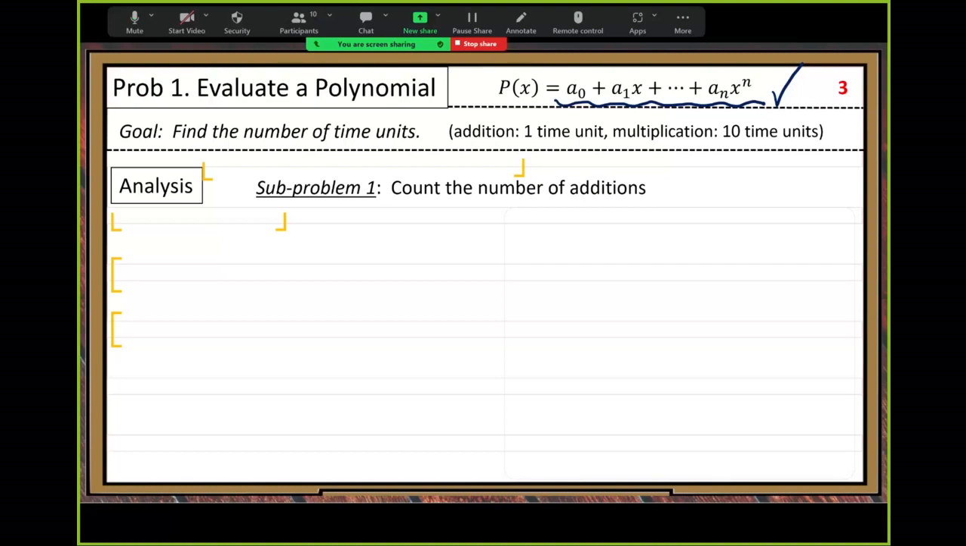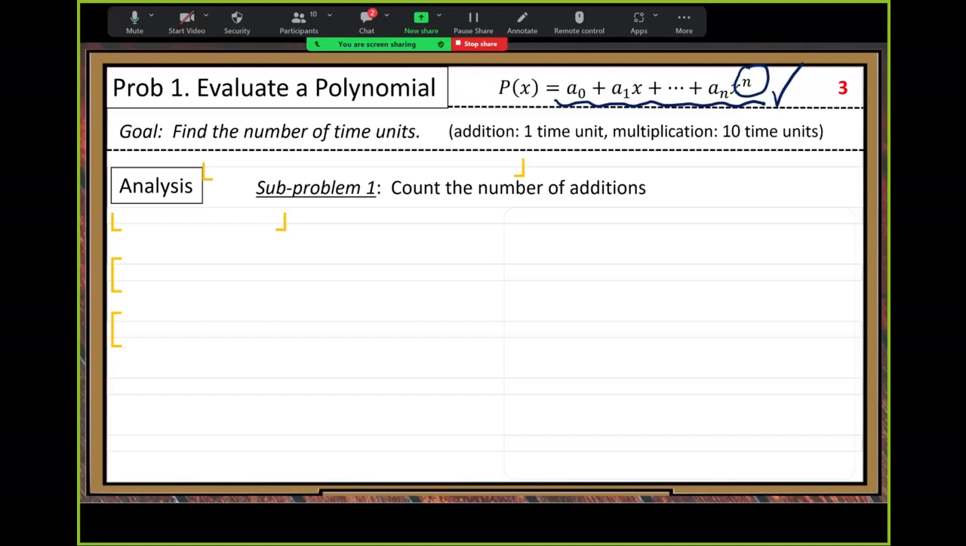Look at the formula. How many plus signs can you estimate, or guess, related to that n? Here we call the degree of this polynomial n. So the number of additions, maybe n additions. All right, good, I see a response.